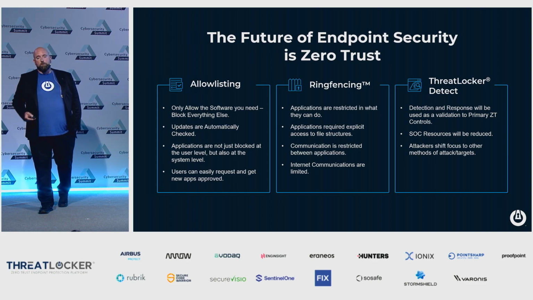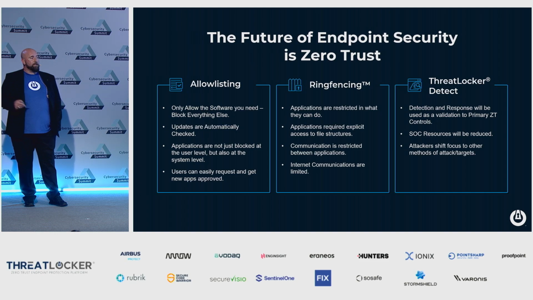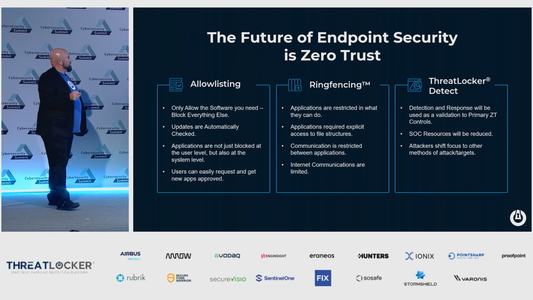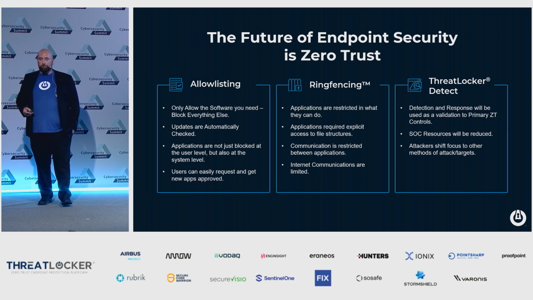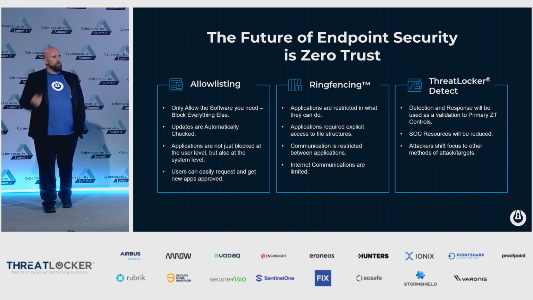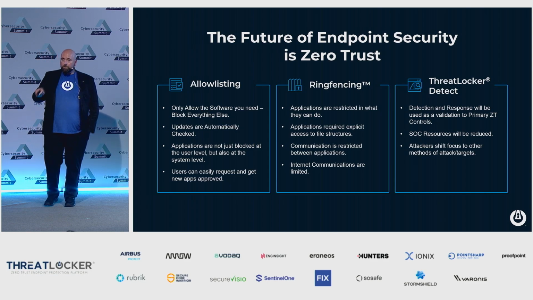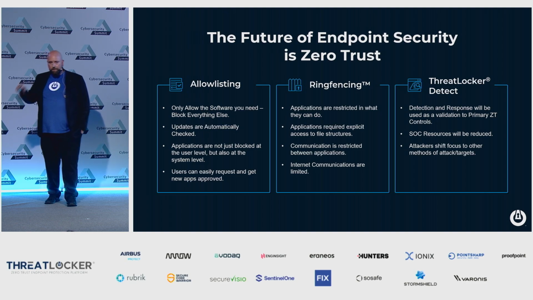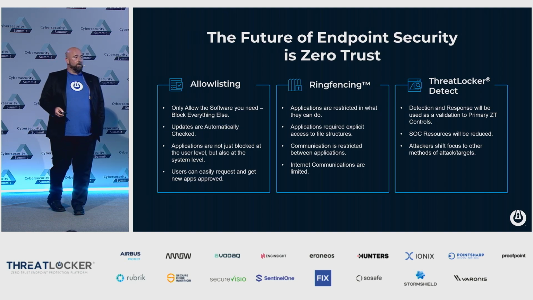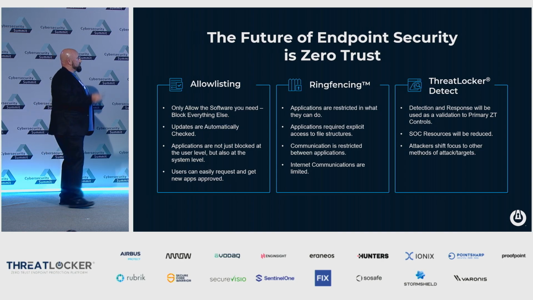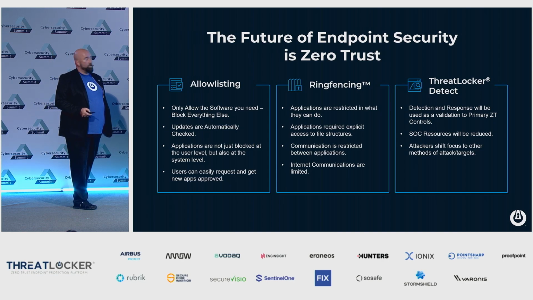We'll catalog those applications and make sure that they're allowed to run on your machines. Applications are not just blocked at the user level, but at the system level. So we run at the kernel. A lot of EDRs, a lot of security tools run in the user space. So that means if you get outside of that user space, you pretty much have free reign. ThreatLocker runs at the kernel. So it doesn't matter if you're a user, administrator, system, everything is controlled.